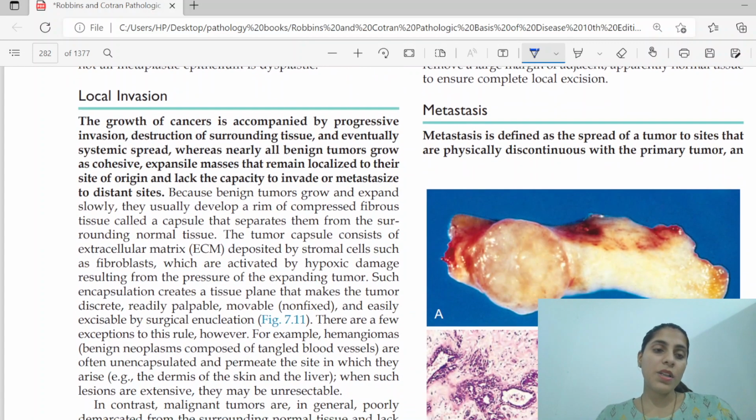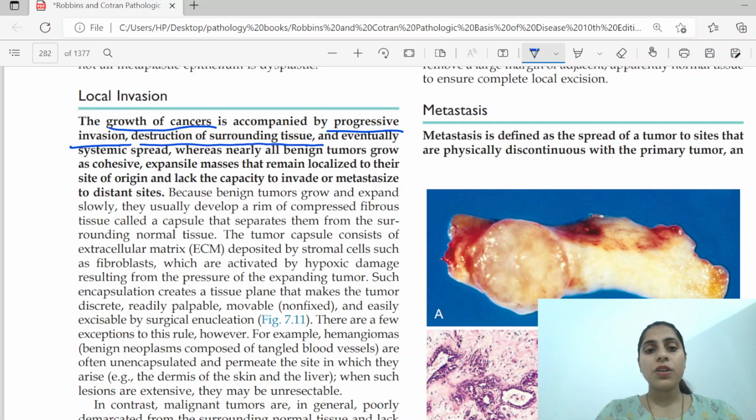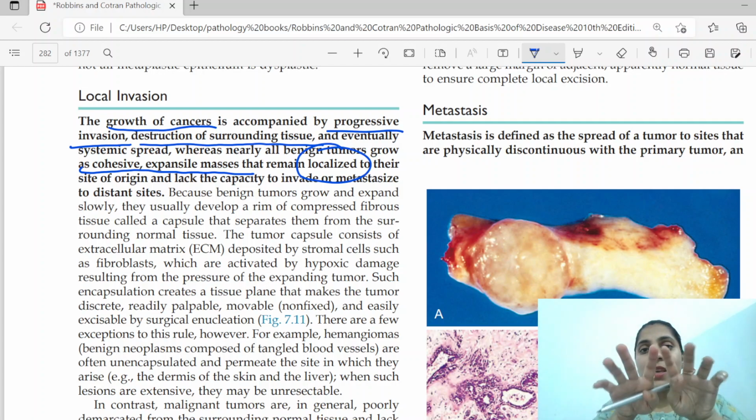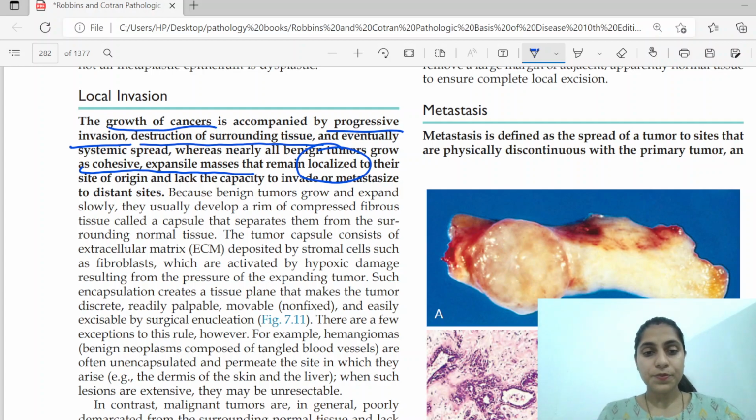Then we see local invasion. The growth of cancer accompanied by progressive invasion, destruction of surrounding tissue is called local invasion. This eventually spreads, whereas all the benign tumors grow in a cohesive expansile manner that remains localized to the site of origin. Lack of capacity to invade or metastasize. So what we will see? There will be a lot of pressure in a benign tumor, whereas in a malignant tumor it will spread out and then it will start to invade instead of creating pressure, and also it will metastasize.